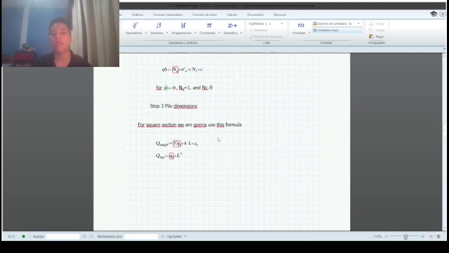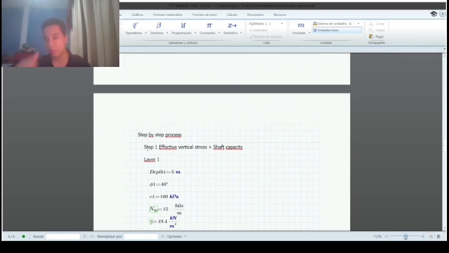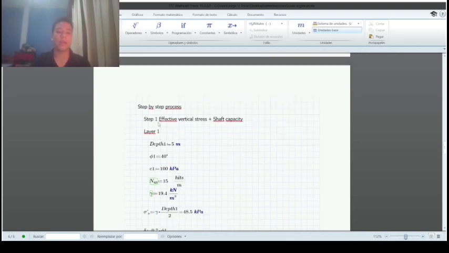Step 3. Pile dimensions. What do we know about our pile? It's a square. What do we know about squares? We know how to calculate the area and the perimeter, and both are needed for the load of the shaft and the load of the tip. So, we have the data, we have the formula. Step by step, the process that we are going to use.